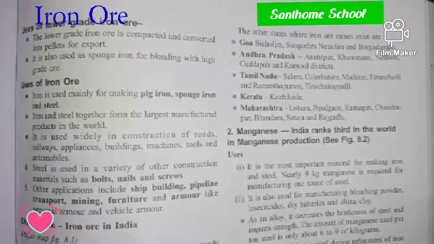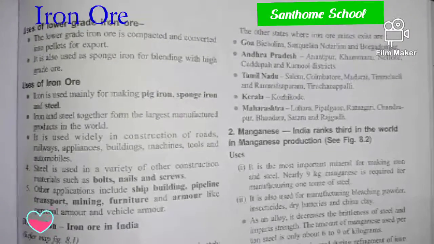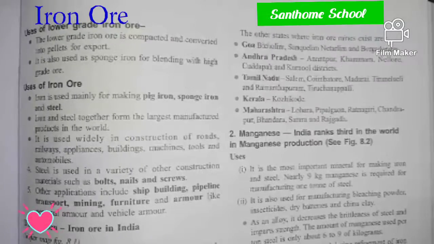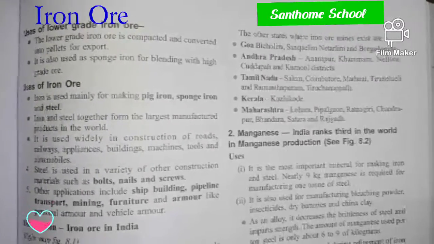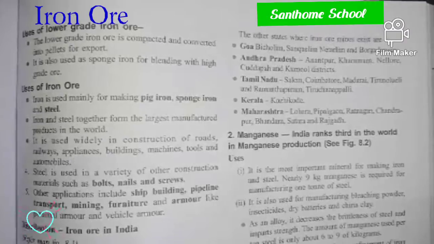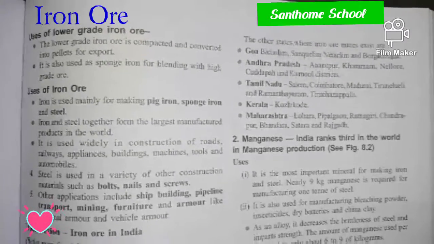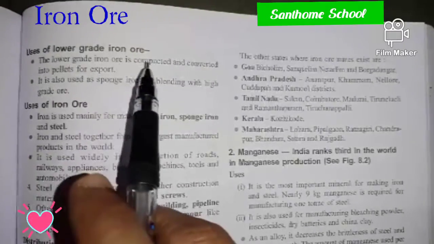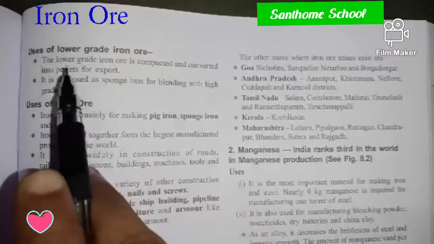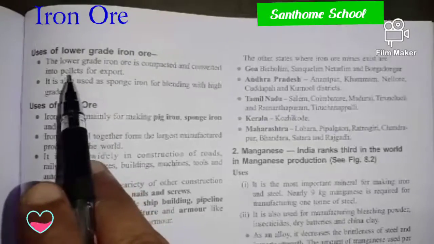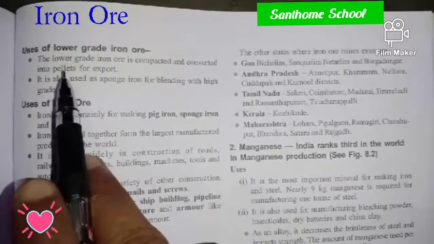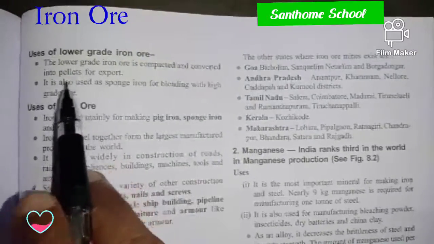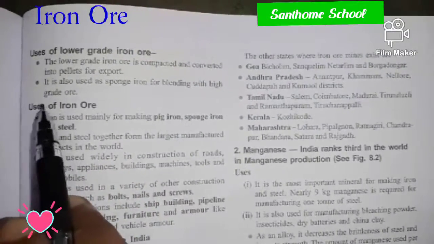Now here we shall discuss the last type of iron ore, that is siderite, its usages. Let's look at here. It is a lower grade iron ore and it is compacted and converted into pellets for export. Pellets are a rounded ball-like shape, and that shape can be exported according to the need of the country.